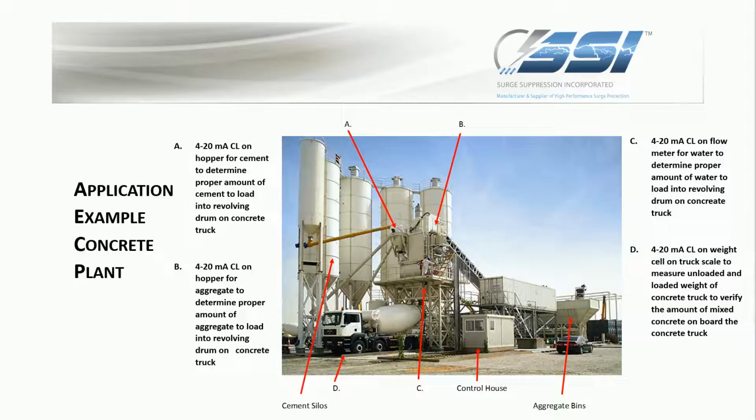Once loaded, the truck scale is used to measure the increase in weight due to the load. When the proper amount of cement, aggregate, and water is loaded and the mixing drum is rotating, the concrete is mixed during the drive to the construction site and ready for delivery upon arrival. All of the weights and flows are critical to achieving the proper mixture of cement, aggregate, and water for the desired strength rating for the concrete and for the proper accounting and billing for the concrete delivered.